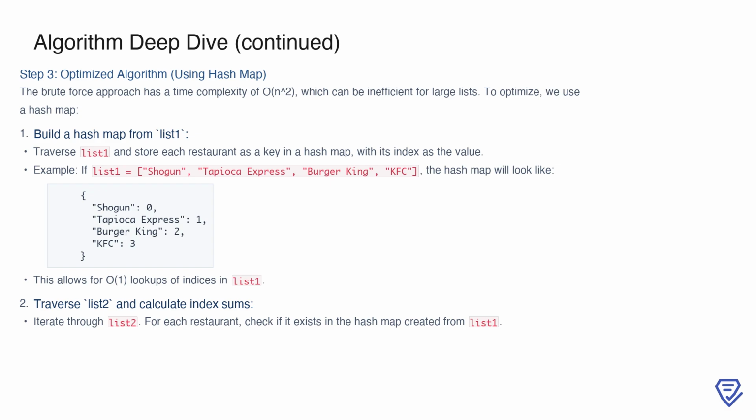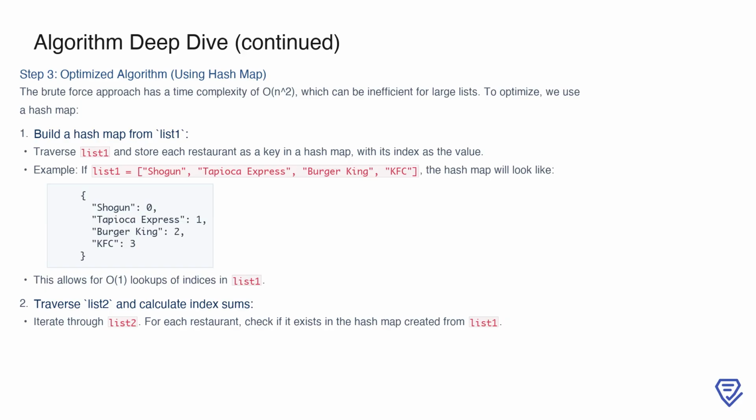The first step is to build a hash map from list 1. As we traverse list 1, we store each restaurant as a key in the hash map, while its index is stored as the value. For example, if list 1 contains the restaurants Shogun, Tapioca Express, Burger King, KFC, the resulting hash map will associate each restaurant with its corresponding index: Shogun, 0, Tapioca Express, 1, Burger King, 2, KFC, 3. This setup allows us to perform efficient O(1) lookups to check if a restaurant exists in list 1 and retrieve its index. Once the hash map is created, we can then focus on list 2.